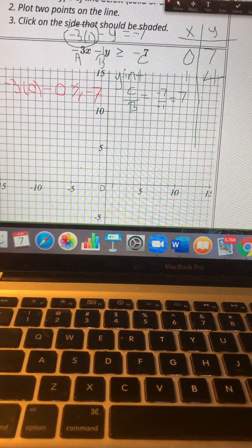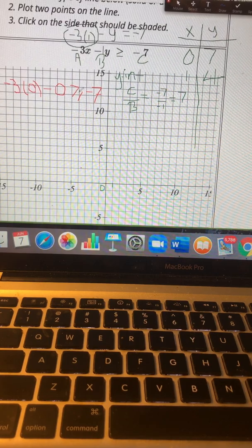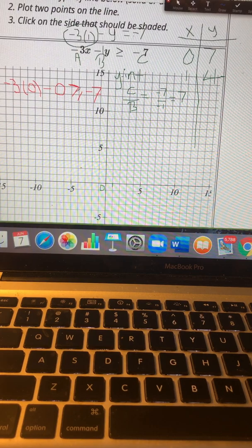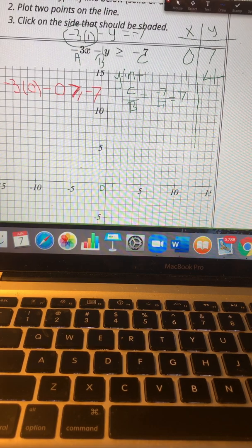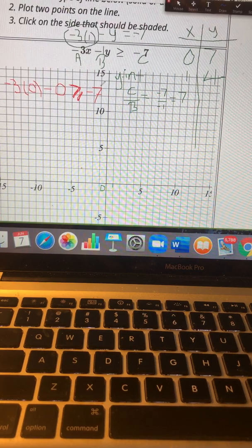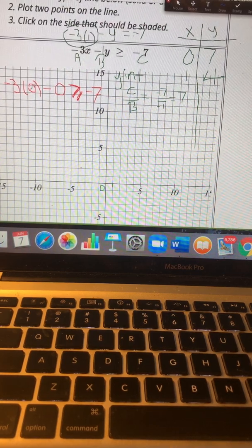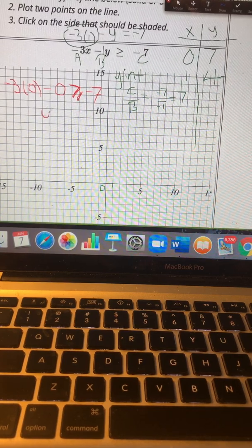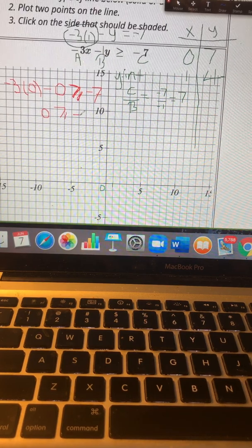All right, so again, this here is a greater than or equal to sign. Let me make sure you see that. This here is a greater than or equal to sign. It is not the number 7. This number 7 is over here. That's number 7. So is -3 times 0 minus 0 greater than or equal to -7? In other words, is 0 greater than or equal to -7? And the answer is yes.